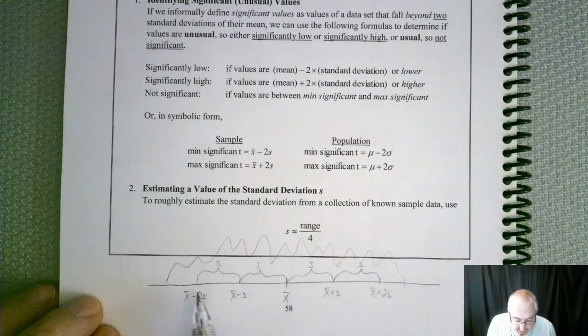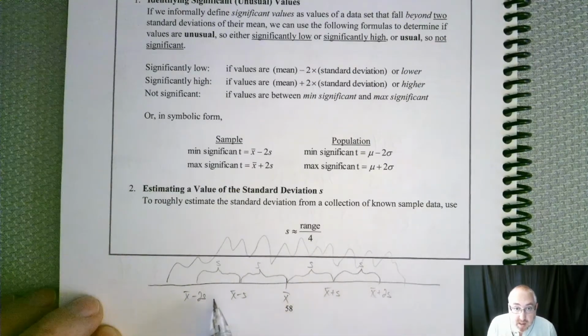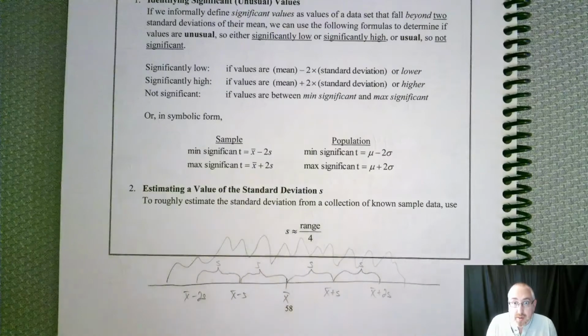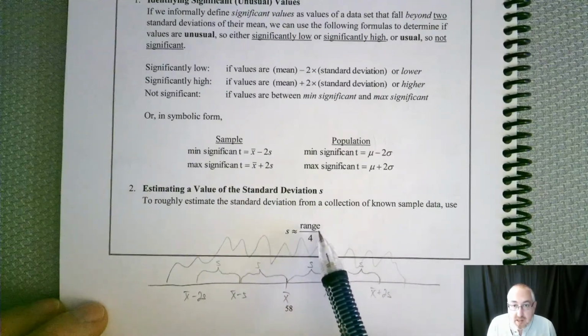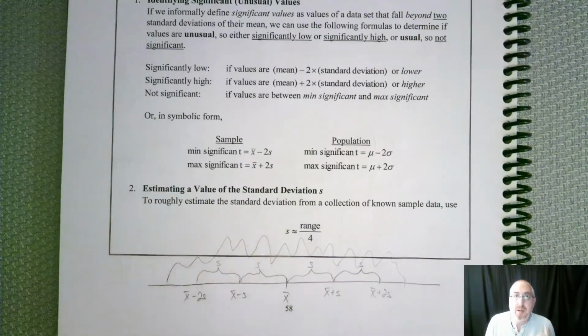Those are more than likely outliers. But the bulk of the data should be in this range from x bar minus 2s to x bar plus 2s. How many standard deviations do you see in here? 1, 2, 3, 4. So if the data is typically within here, that's the range. That's where they get this formula from. They take the range and divide it by 4, and that approximately is 1 standard deviation.